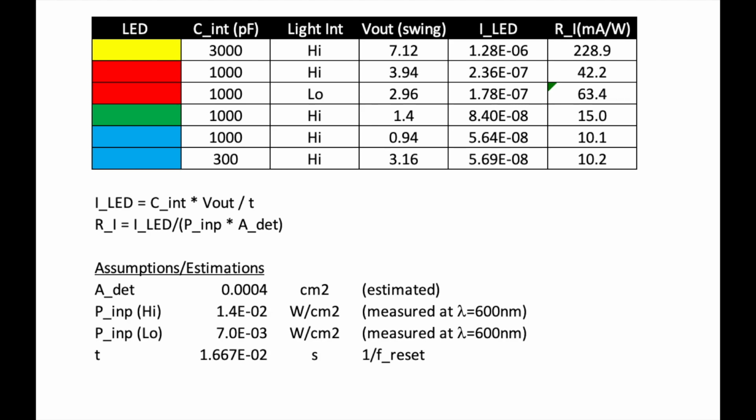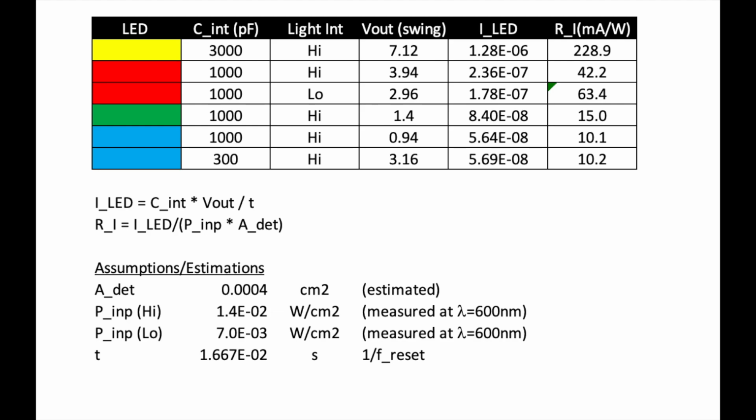Getting into the results, the first one was a yellow LED, which was using the highest integration capacitance of 3 nanofarad. In the high intensity position we had 7.12 volts, an LED current of 1.28 microamps, with a responsivity of 228.9. That is a pretty large number for an LED used as a photodetector, because commercial photodetectors are somewhere in the neighborhood of 400 to 500 amps per watt. So this compares very well with a photodetector that you can buy, much more expensive of course.